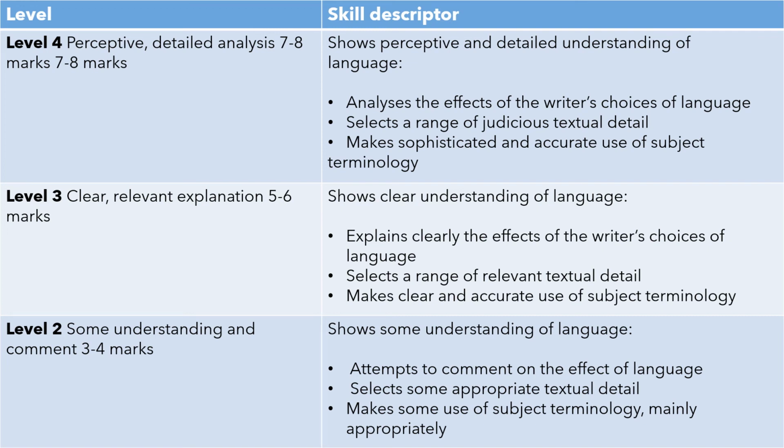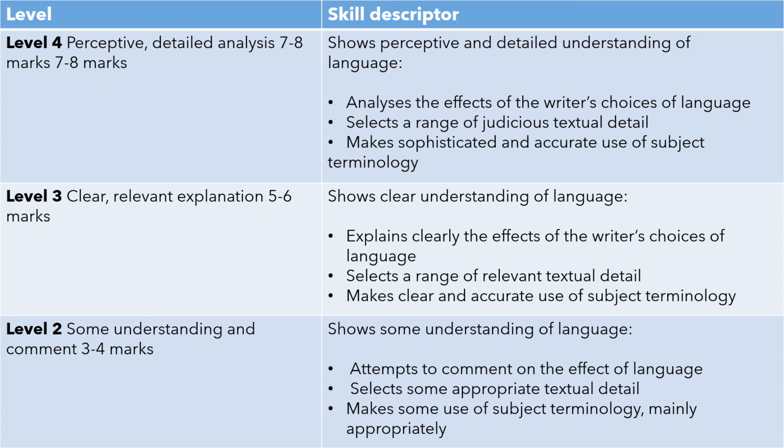A little bit lower down, level 3 is going to get you 5 or 6 marks out of 8. And we can see here that the language in the skill descriptor is starting to change a bit. Rather than showing a perceptive and detailed understanding, it's changed to shows a clear understanding of language. So you can see it's asking for a little bit less, or saying that if you achieve level 3, then you're still not quite reaching level 4. That one says explains clearly the effects of the writer's choices of language, selects a range of relevant textual details, makes clear and accurate use of subject terminology.